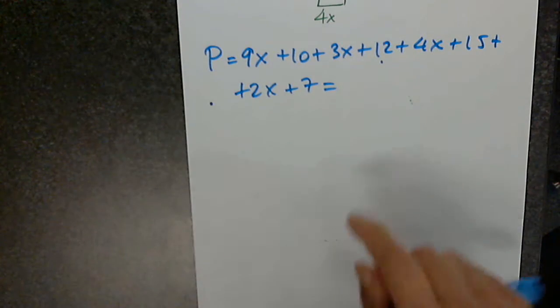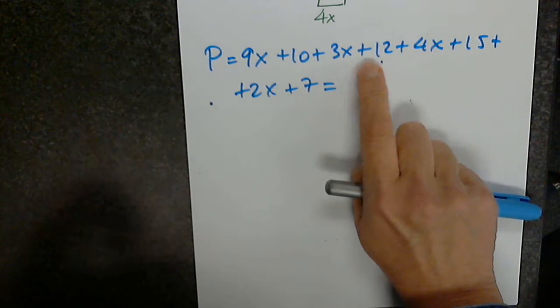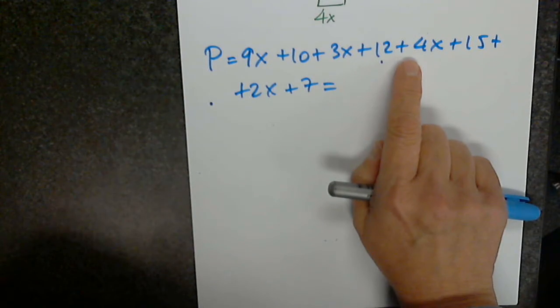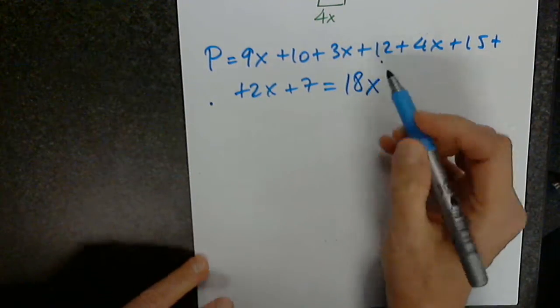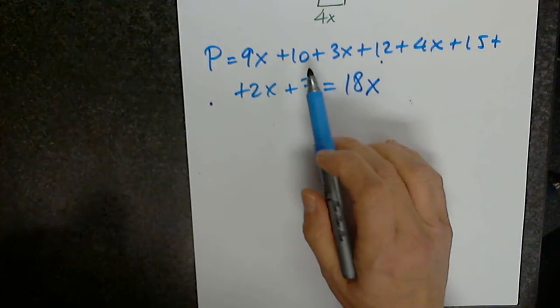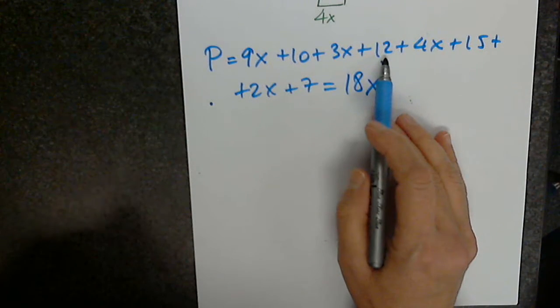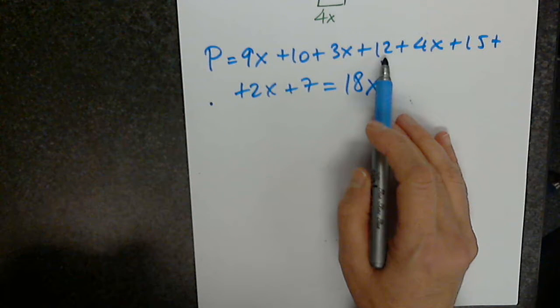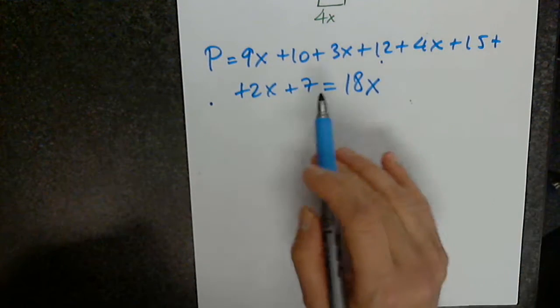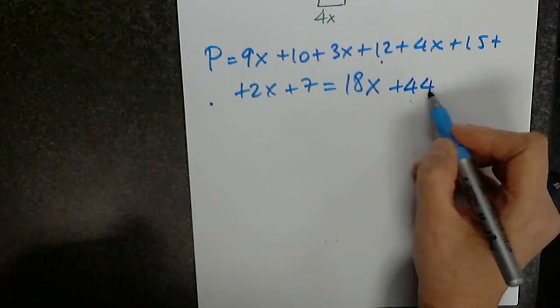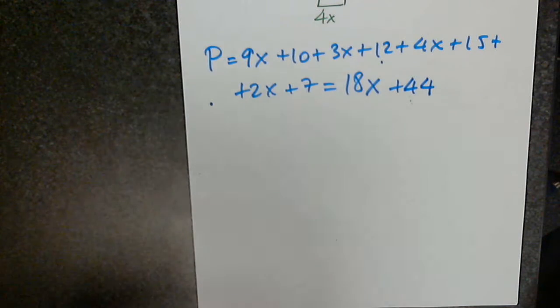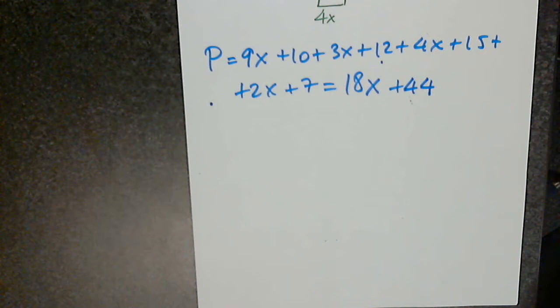9 plus 3 is 12, and 12 plus 4 is 16, and 16 plus 2, I got 18x. Is that correct? Yes. And 10 plus 12, 22. Correct? 37 plus 7, 44. Is it? Perfect. So this is the perimeter of this geometric figure. Any questions?